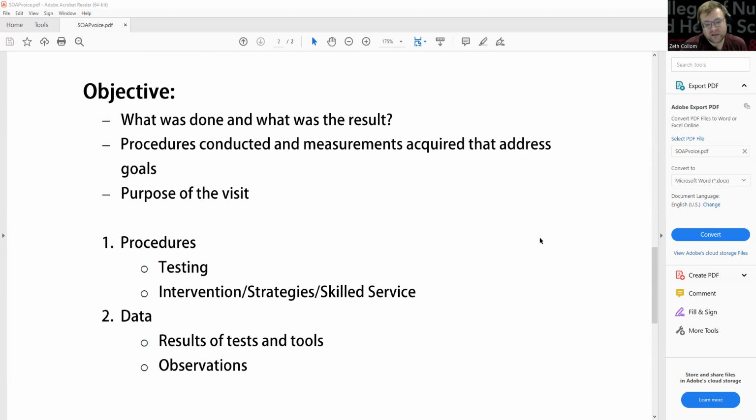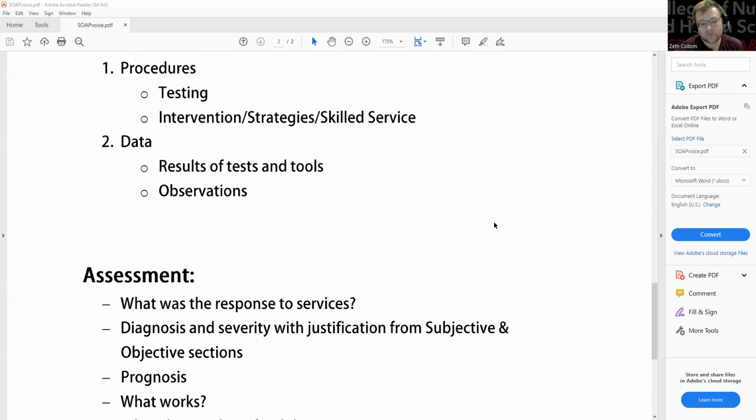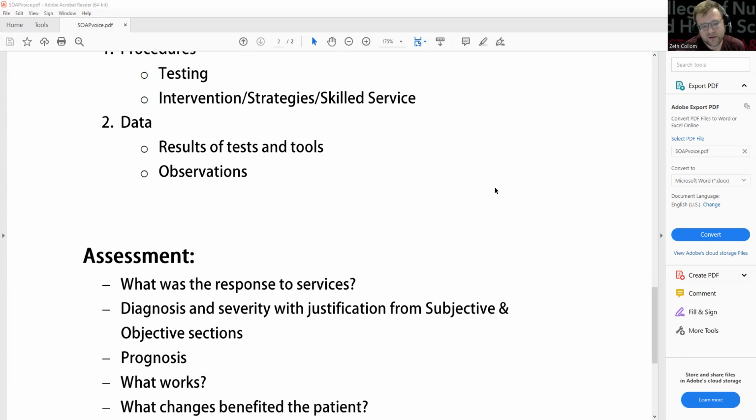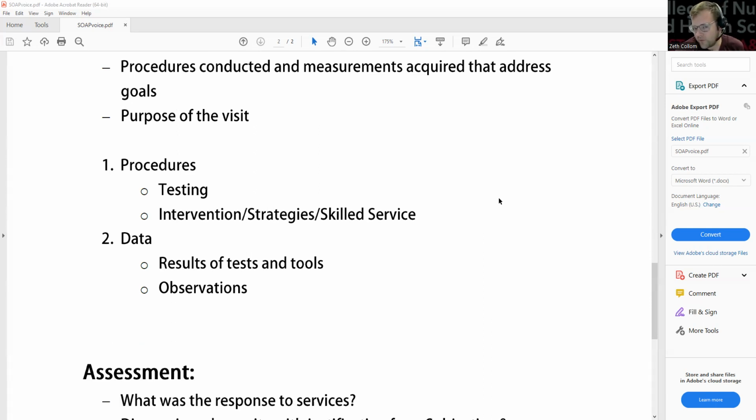And it again includes your procedures and the measurements acquired that address, if it's a therapeutic visit, the therapy goals. You also want to maybe occasionally mention the purpose of the visit. I'll illustrate that to you shortly. You want to be sure and talk about two things in your objective section. One being procedures. So if it's an evaluation, what tests did you use? If it's a treatment session, what intervention was used? What strategies? How do you show that it was a skilled service? Why did they have to see a speech language pathologist? And then the data, the results of those tests and tools, and any observations that you have. Again, we tend to care a lot about the objective section, and then really nobody else does.